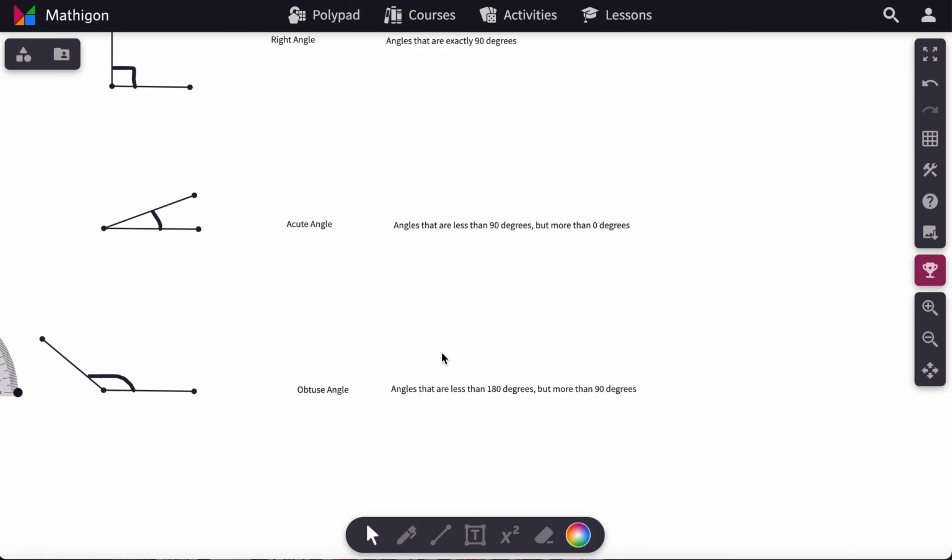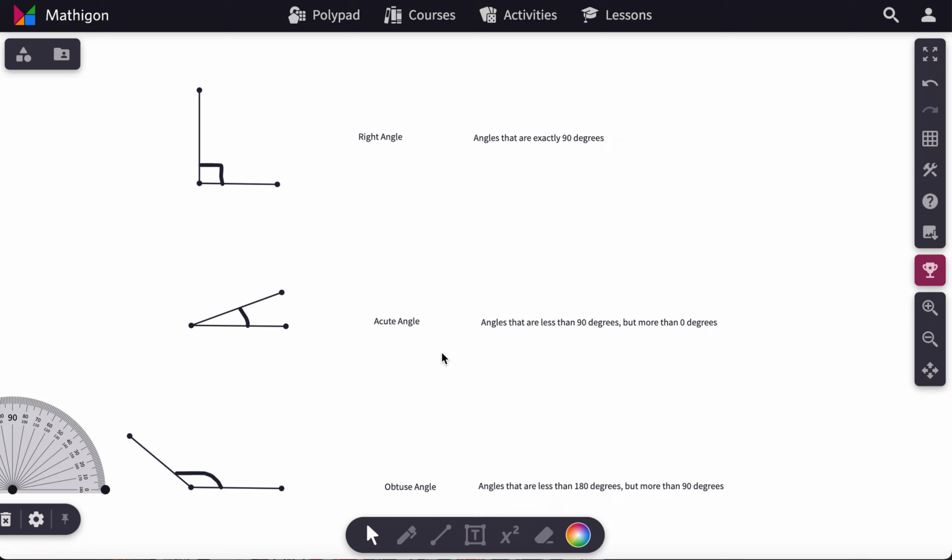These are the three angles that we need to understand before we move forward. A right angle, exactly 90 degrees. An acute angle, which is less than 90 degrees, but more than 0 degrees. And an obtuse angle, angles that are less than 180 degrees, but more than 90 degrees.